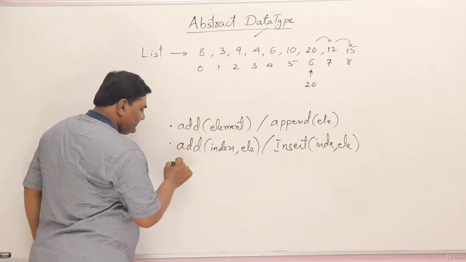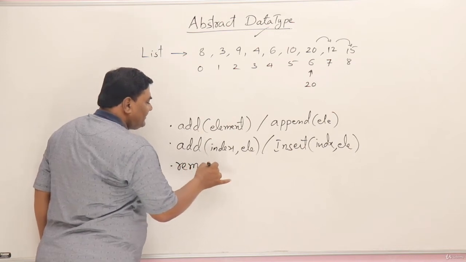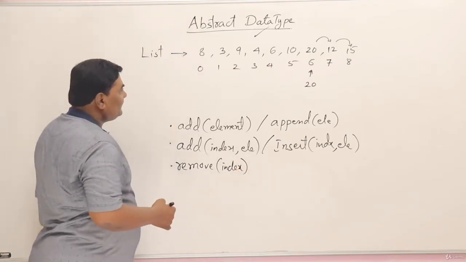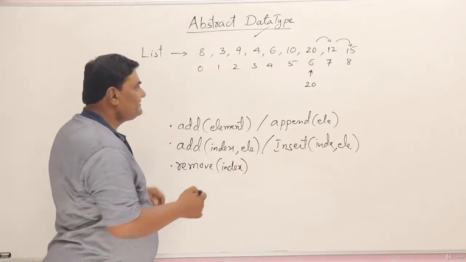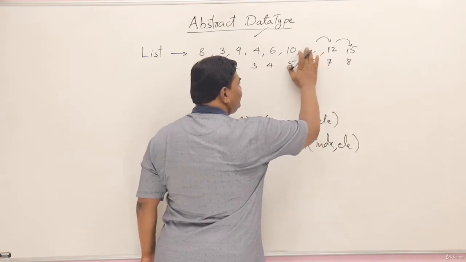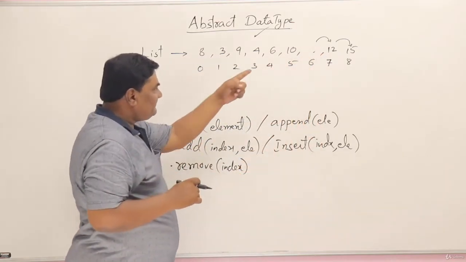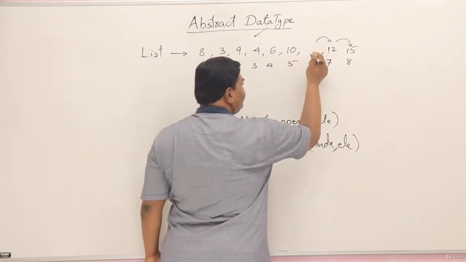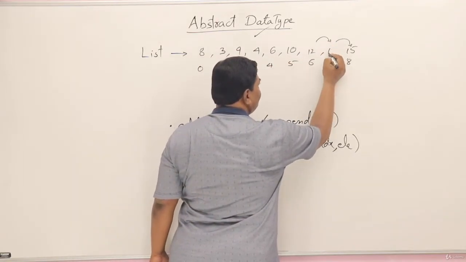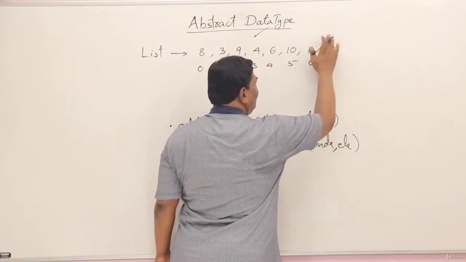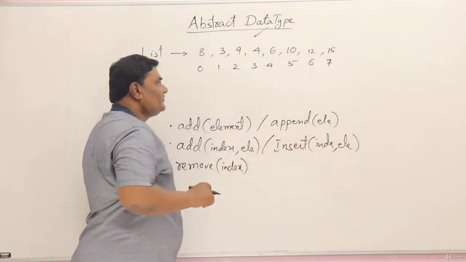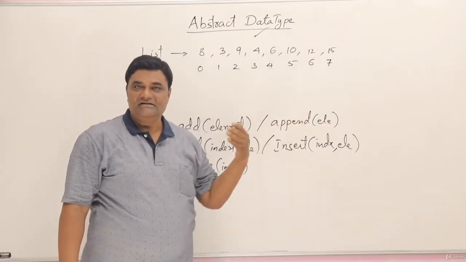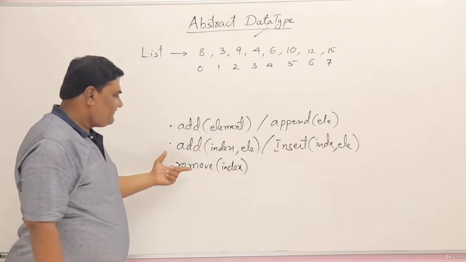Then next, remove. Removing an element. Which element you want to remove, you must give an index. Suppose I want to remove 20, the one I have inserted just now. So this 20 should be removed. When you remove 20, that place will be vacant in the list, so we have to shift the rest of the elements. 12 should come here and 15 should come here. So I'll have a total of 8 elements indexed from 0 to 7. That's all for removing one element. The rest of the elements are still part of the list. Removing from a given index.